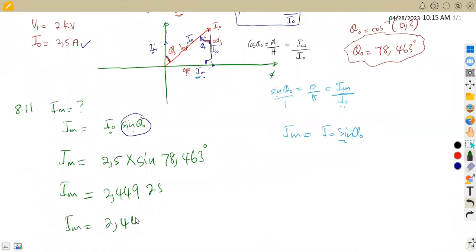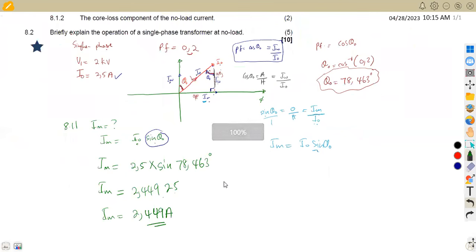This is measured in amps. This is current measured in what? Current measured in amps. All right, so that was our magnetizing component due to the what? Due to the no load current that we are given.